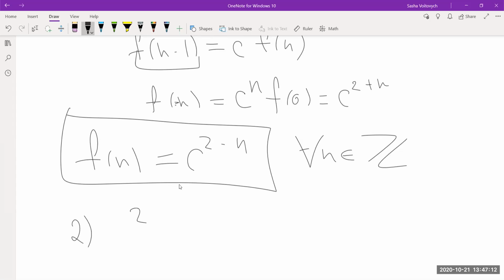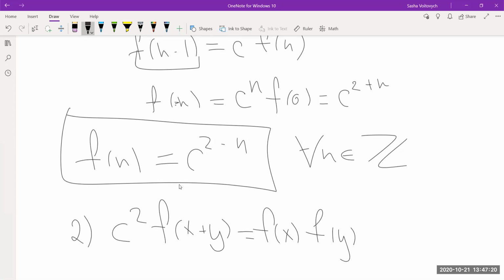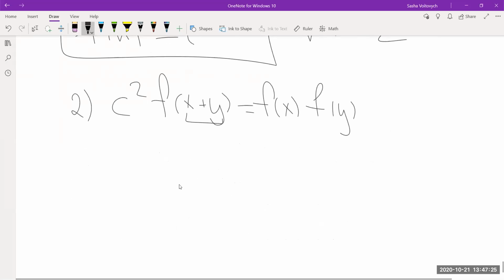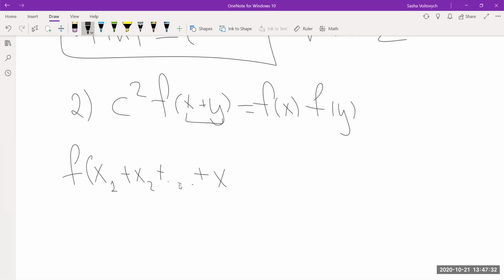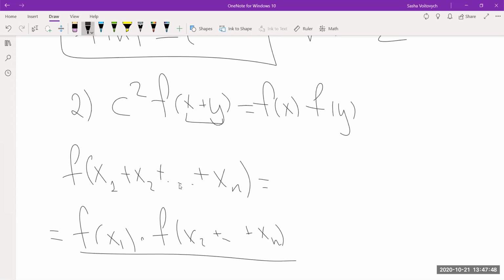So we have this formula, and we want to generalize it for n variables. So let's consider f of x_1 plus x_2 plus up to x_n. First of all, it is equal to f(x_1) times f of the rest over c squared.